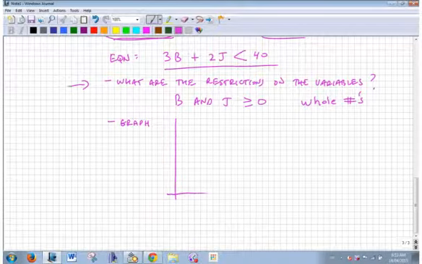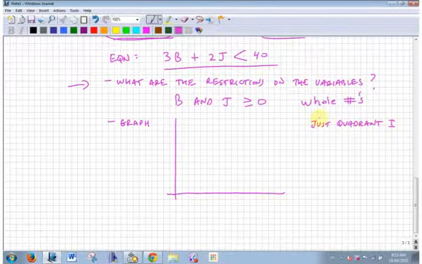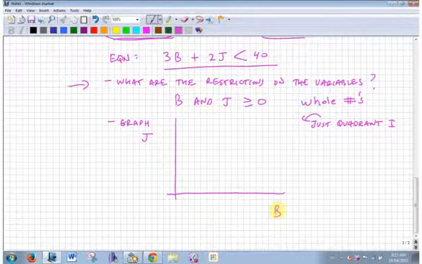So, just the positive quadrant, which is quadrant 1. It's the only thing that makes sense here. There's no y, there's no x. Doesn't matter which one goes where. Let's put j there, and let's put b here. Pay attention.